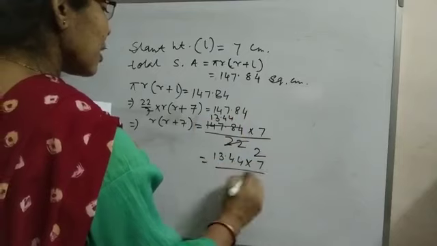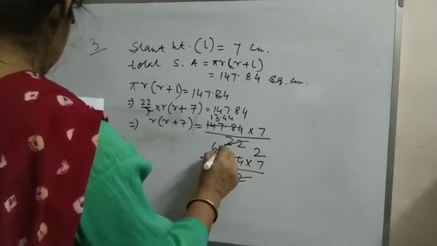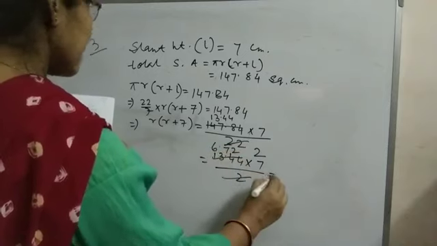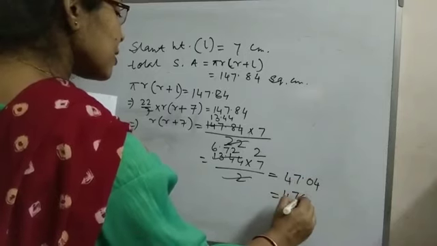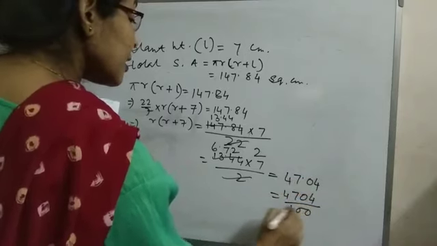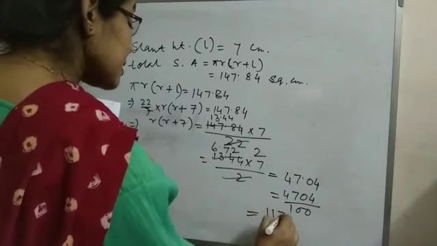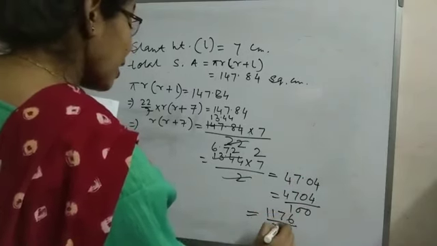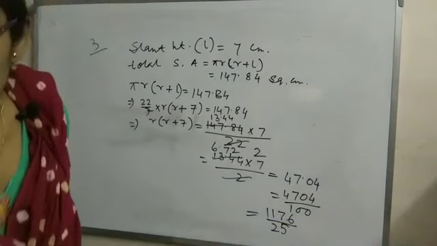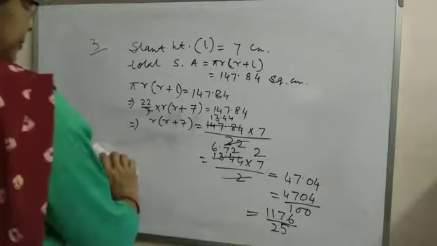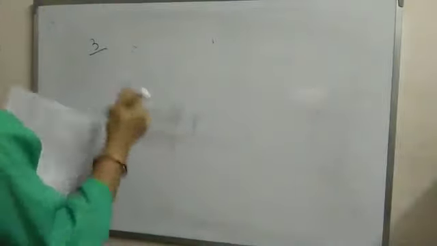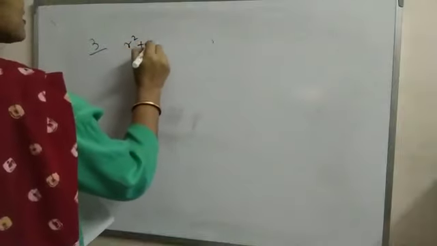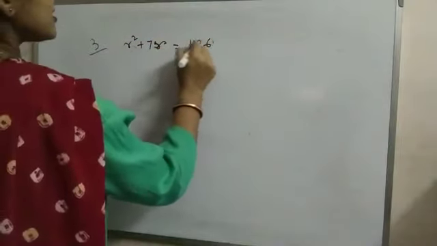3.44 into 7 by 2, this is equal to 6.72 into 7 equal to 47.04 by 100, this is equal to 1176 by 25. Okay. Now I can write r square plus 7r equal to 1176 by 25.